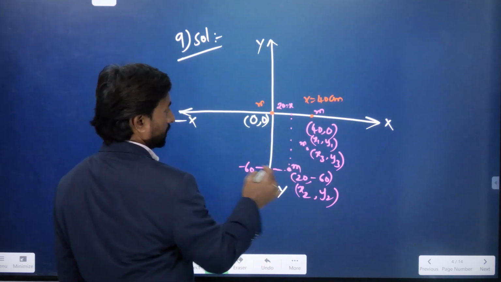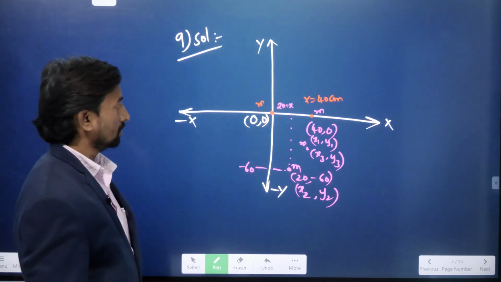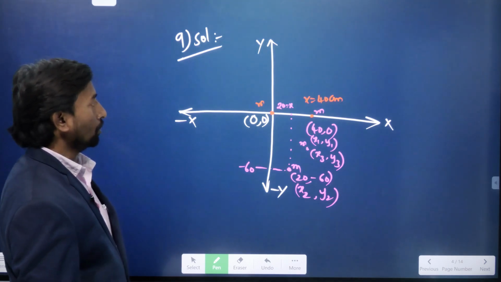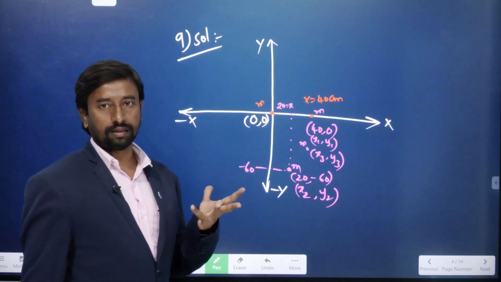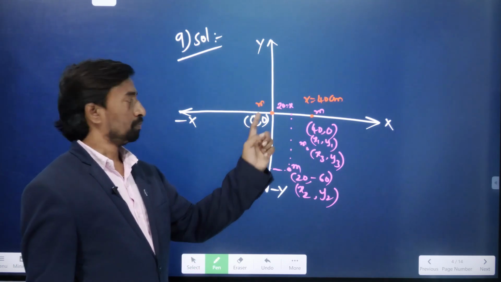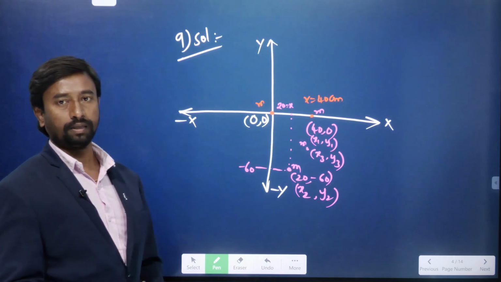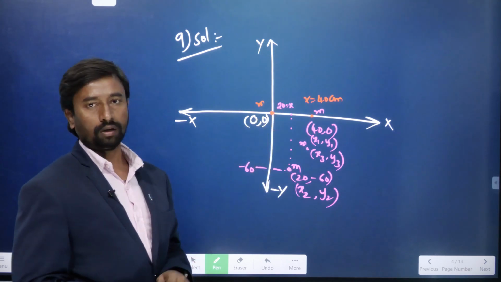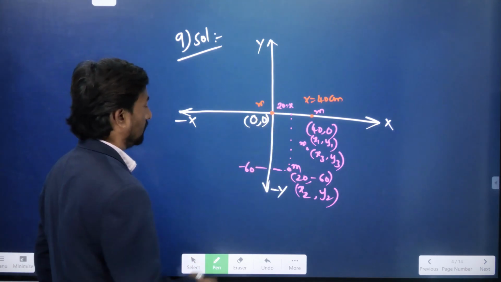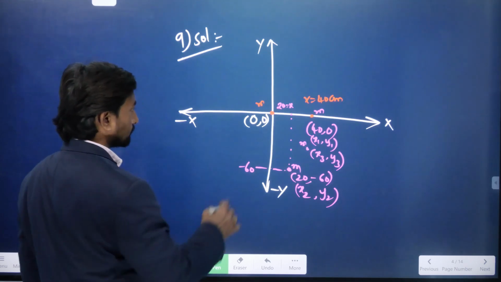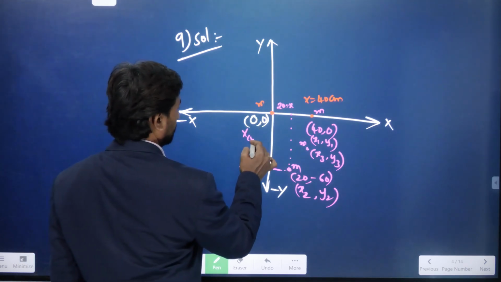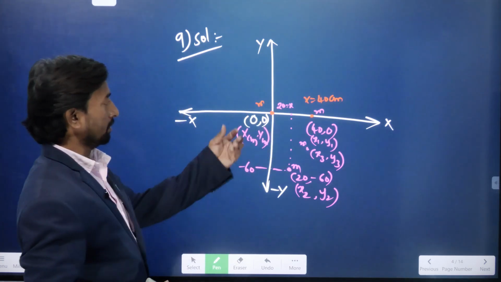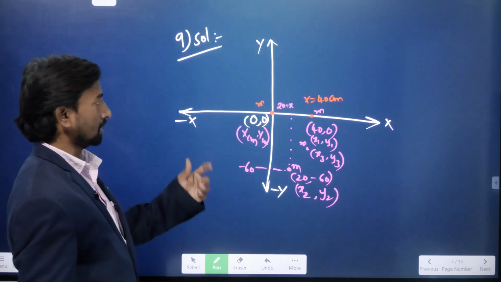Then we should find the center of mass of these three particles. We know that if the bomb explodes, the position of the center of mass will not be disturbed, because all are equal pieces. So the center of mass will be at the origin only, (xcm, ycm). The position of the center of mass does not change.